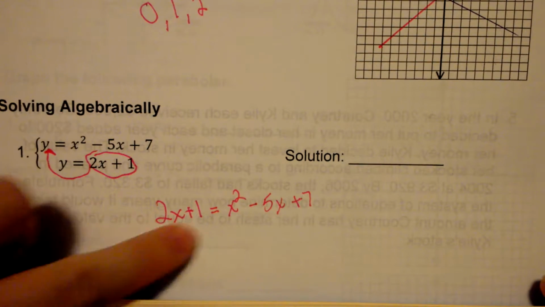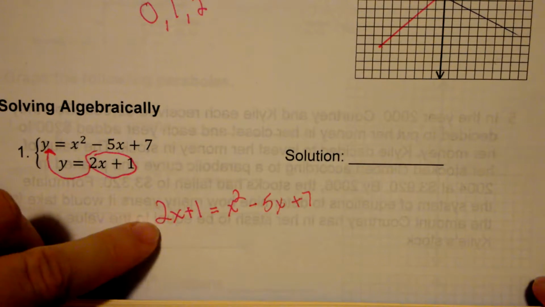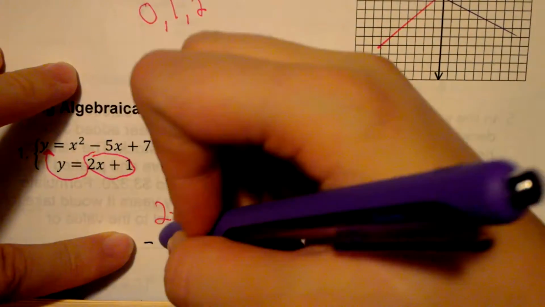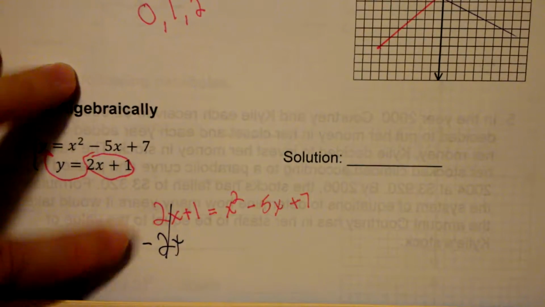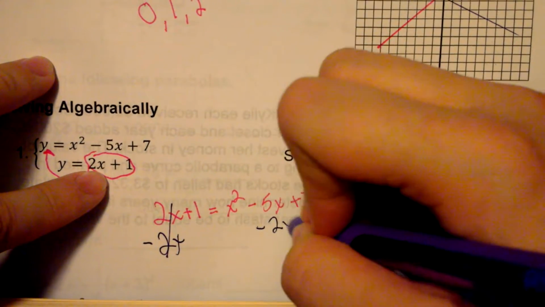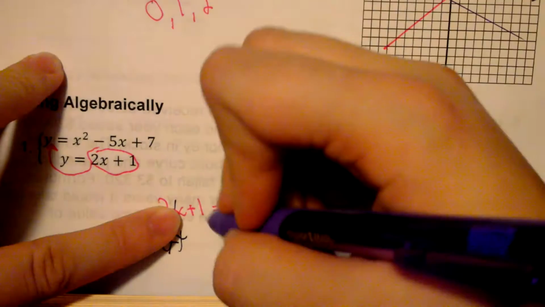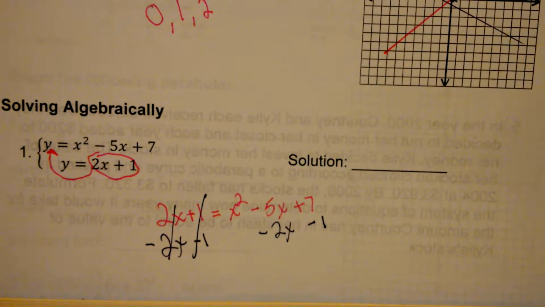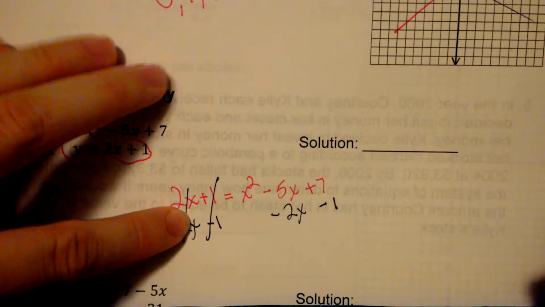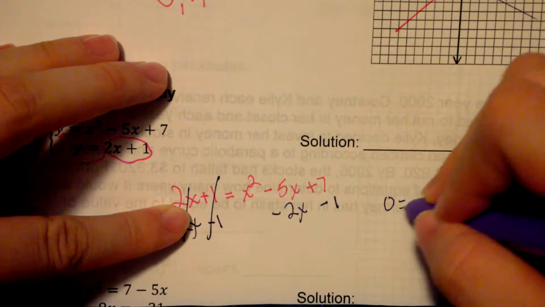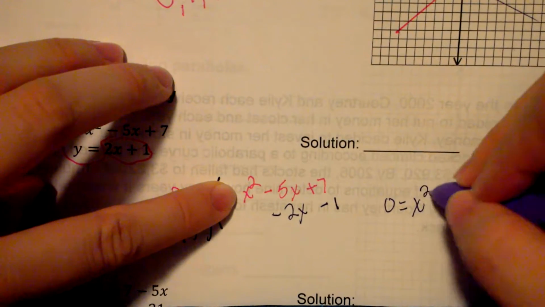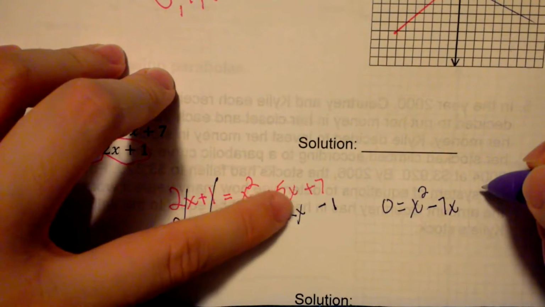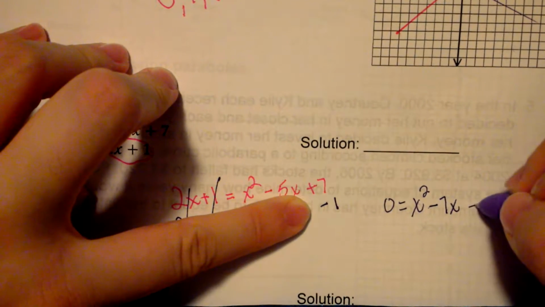So I need to get all my terms on one side. I need to collect my like terms. So I do have an x term and an x term, so I'm going to move this one over. It's positive, so I have to subtract it for that to add to 0. And then plus 1, I'm going to subtract 1. So now I have 0 equals x squared, I had negative 5 and I subtracted 2 more, so that's negative 7x. I had 7 and I took away 1, so it's positive 6.